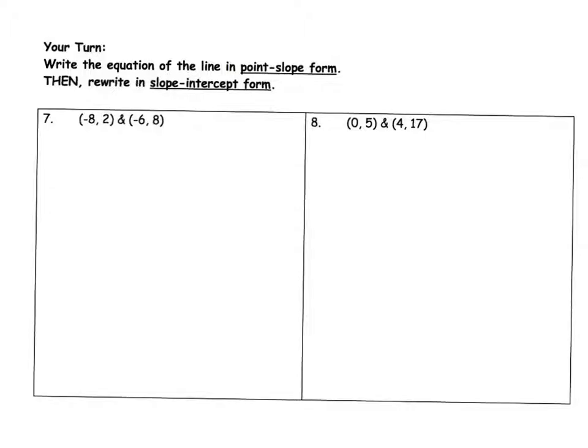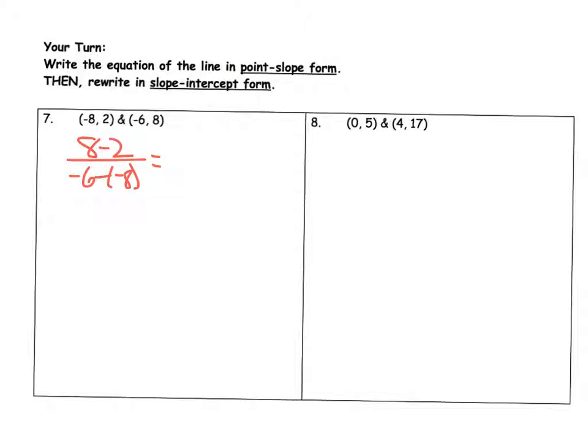All right. Write the equation of the line in point-slope form, then rewrite it into slope-intercept form. Pause the video, do it on your own, watch the video if you're still confused. All right, let's get started. First things first, I'm going to find my slope. I don't know my slope, so my change of y over my change of x.